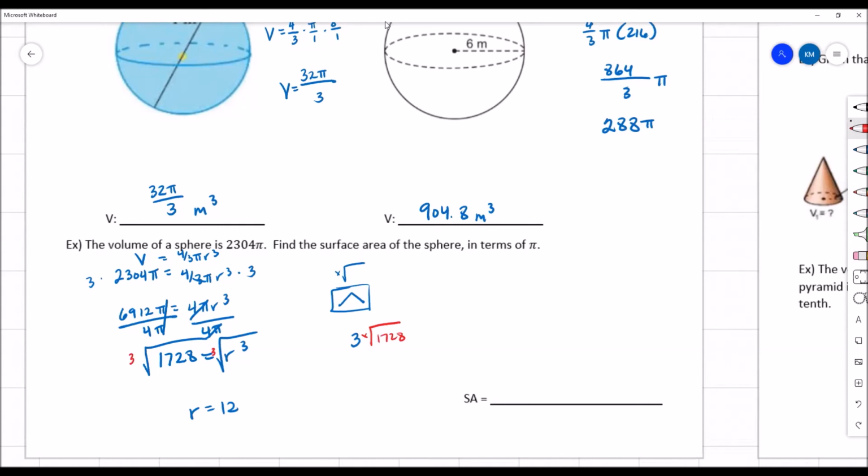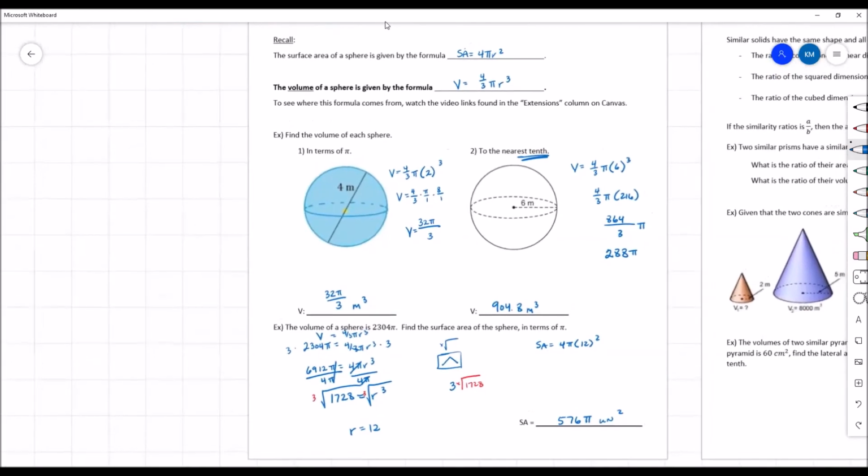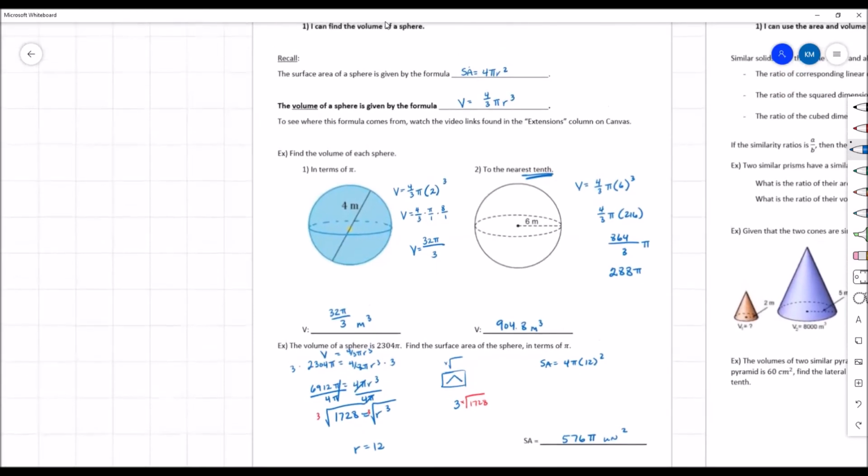Once we have our radius is 12, though, we should be able to find the surface area pretty quickly. Surface area equals 4 pi r squared. Since we know that our r is 12, 144 times 4 gives us 576 pi units squared. All right, so that's surface area. Nope, that's not surface area. We just found surface area for that problem. But that's volume of a sphere, okay?